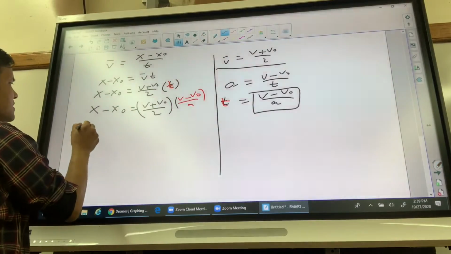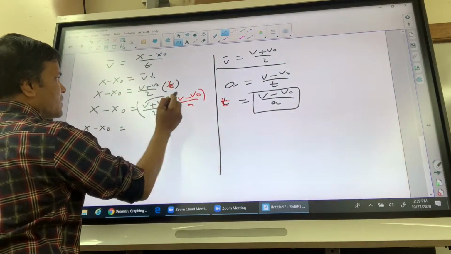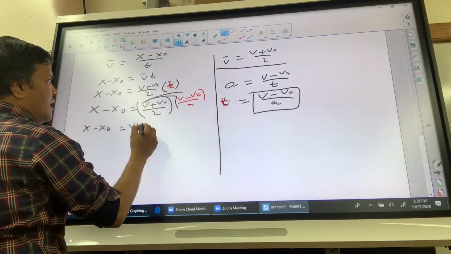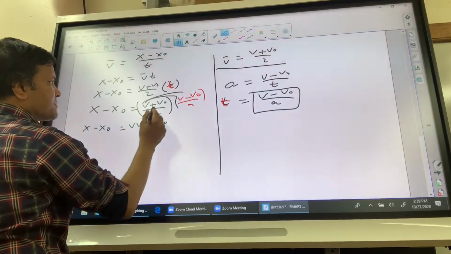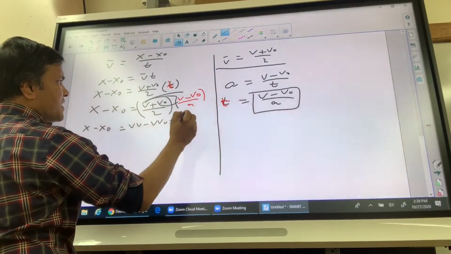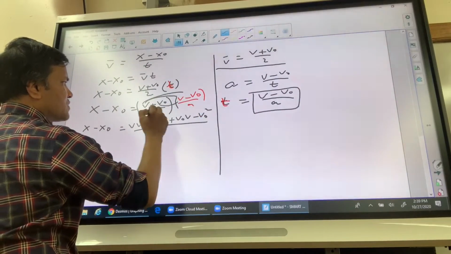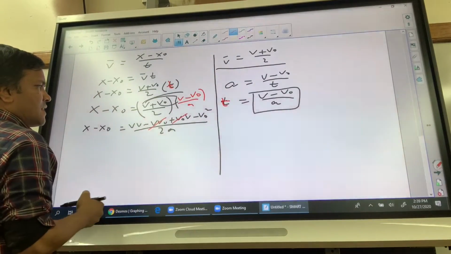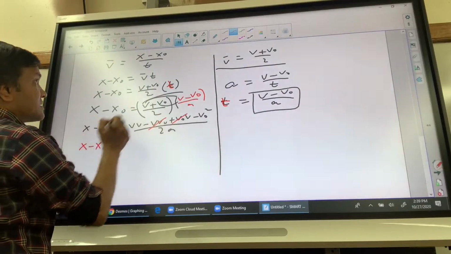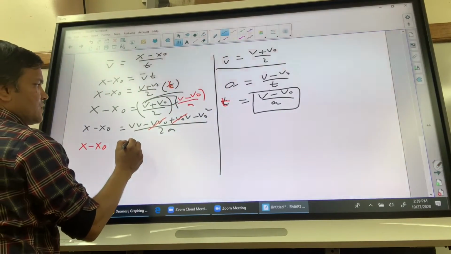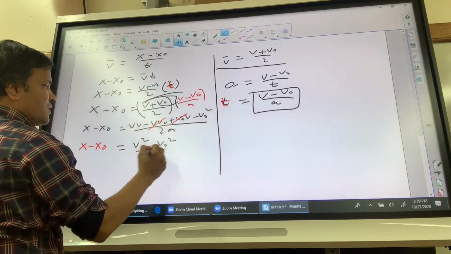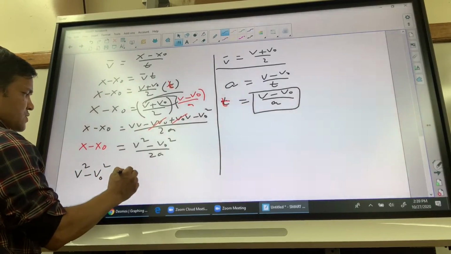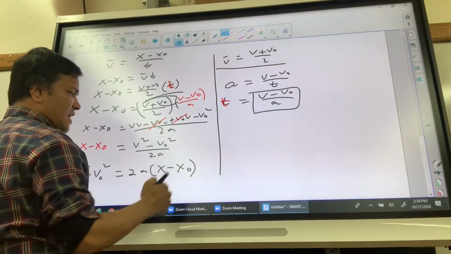Now let's use the distributive property to multiply them. So v times v minus v times v naught, and then plus v naught times v and minus v naught square over 2a. So we can cancel something. We can cancel v naught v and v naught v. So x minus x naught is equal to v square minus v naught square over 2a. So we can cross multiply both sides. V square minus v naught square is 2a times x minus x naught.